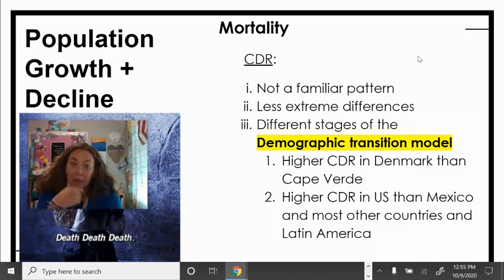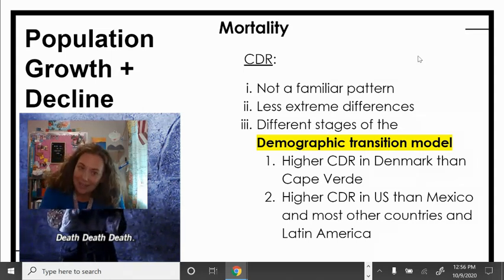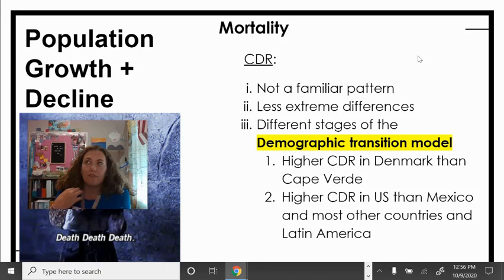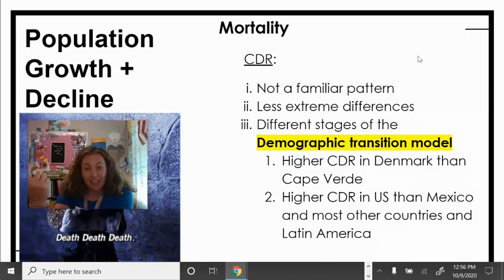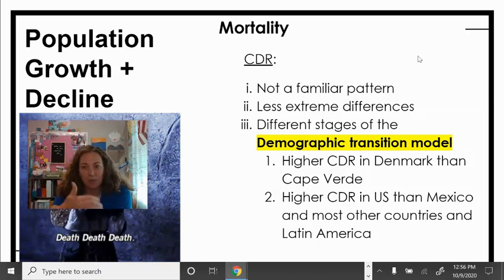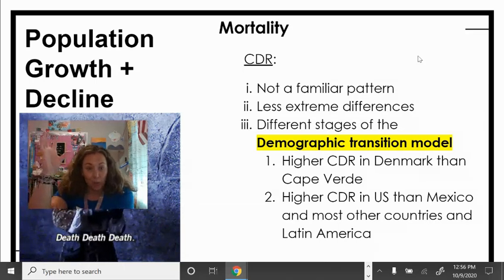Might surprise you. Denmark actually has a higher crude death rate than Cape Verde, which is a developing country. The United States has a higher crude death rate than Mexico and most other countries in Latin America. But what impacts that number is also factors that come with having an older population. When they start to die, that group dies out pretty quickly.